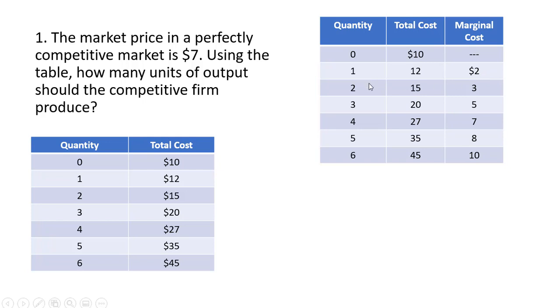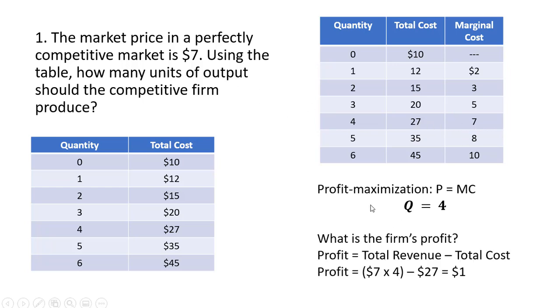When we go from 1 to 2 units of output, total cost increases by $3. That's the marginal cost of the second unit of output, and so on. So to find where price equals marginal cost, that occurs here at 4 units of output. The marginal cost of the fourth unit, going from $20 to $27, is a $7 difference, so that's the marginal cost, and the price happens to be $7.